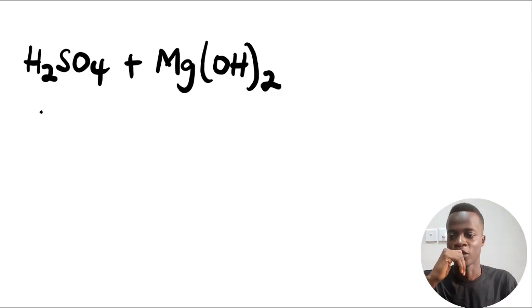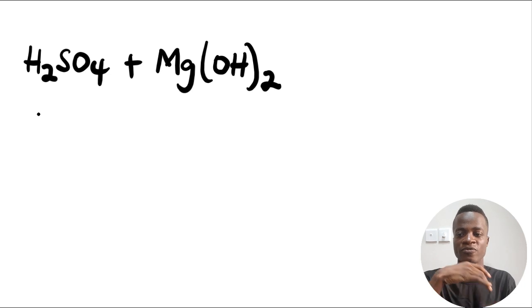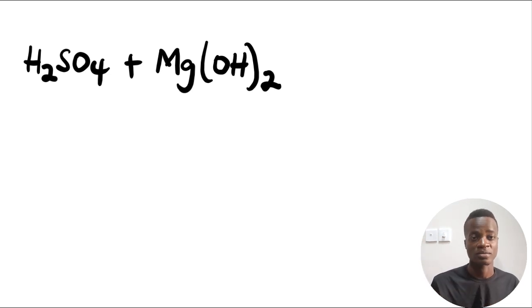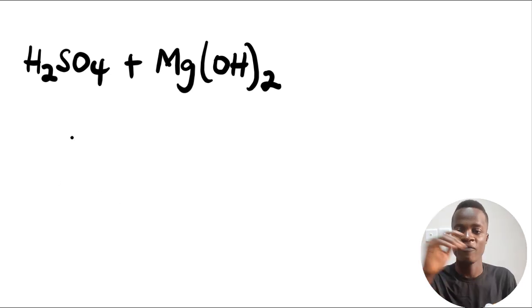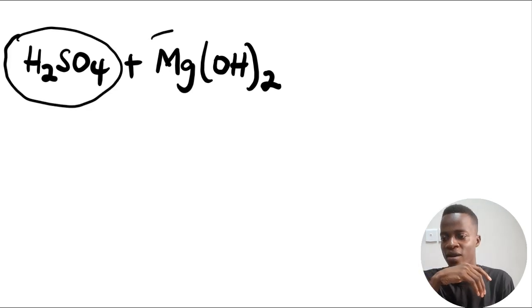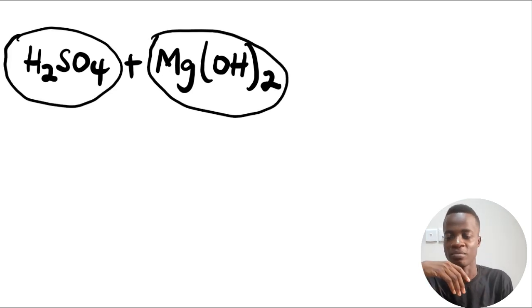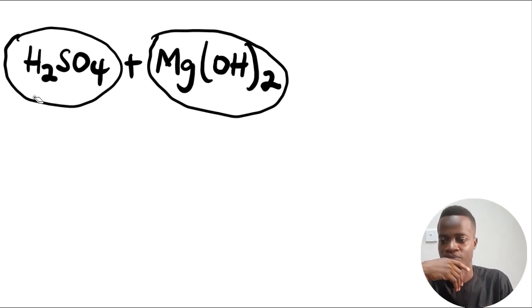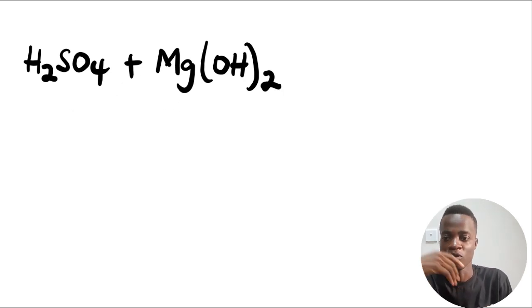So in all the reactions, we said acids react with bases. Acids react with bases to form salts and water. That's fine. So we have an example of an acid here, H2SO4 is an acid. Then we have a base here, Mg(OH)2. So we need to be able to write the right output. So we are supposed to have water and what salt.